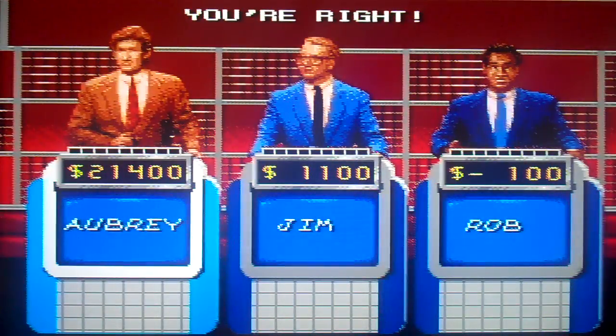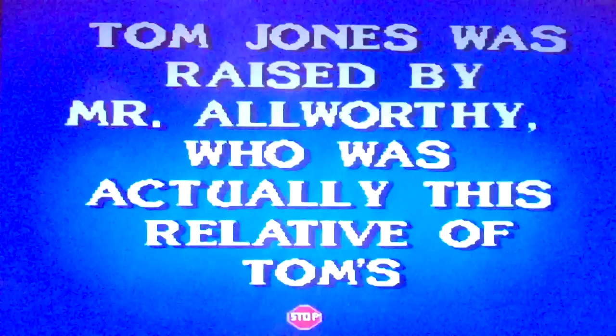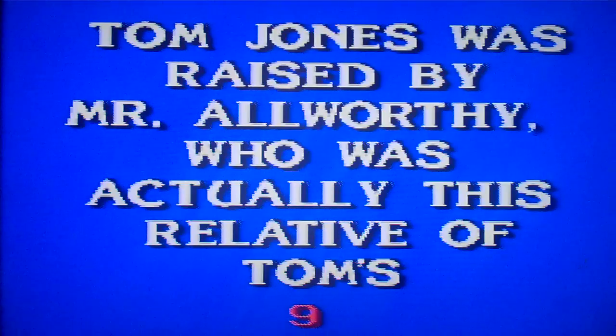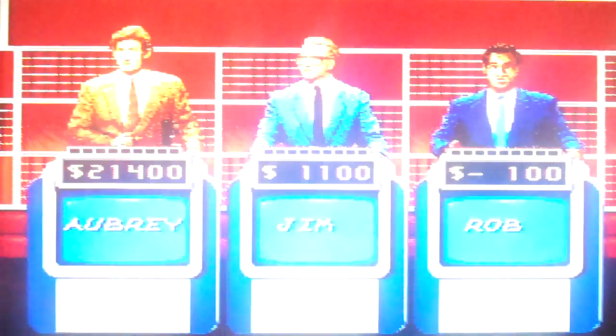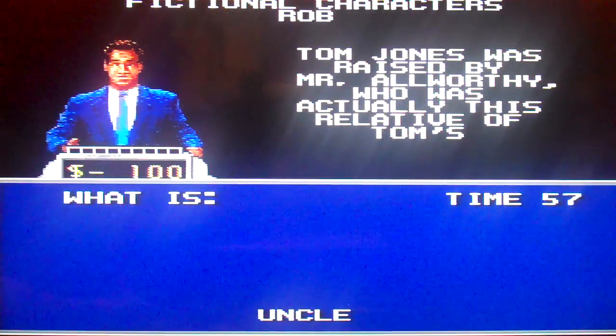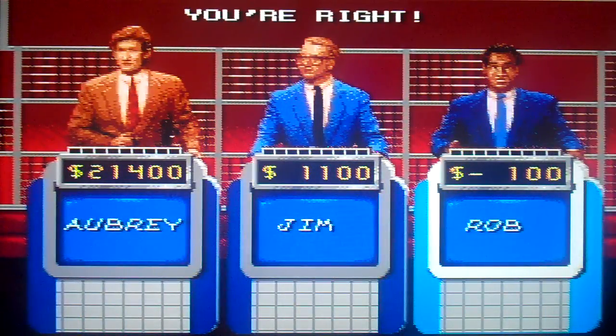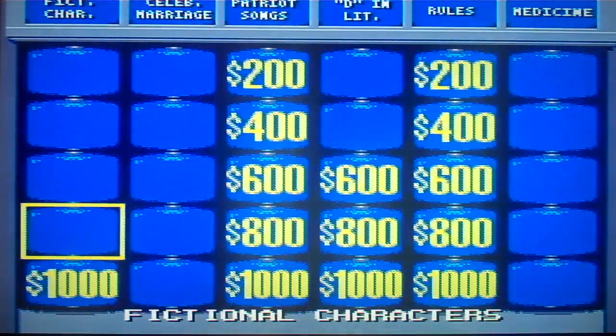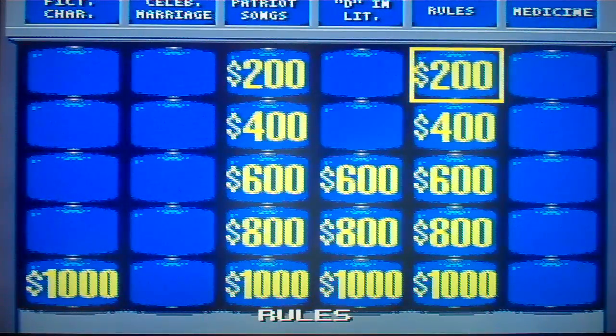Fictional characters for 800, please. The answer is: Tom Jones was raised by Mr. Allworthy, who was actually this relative of Tom's. I have a hunch, but I'm not sure. Uncle. Oh, Uncle Tom's Cabin. Oh, that's right. Or no, not Uncle Tom's Cabin. There's a different novel called Tom Jones, not Uncle Tom's Cabin. Anyways, moving on.